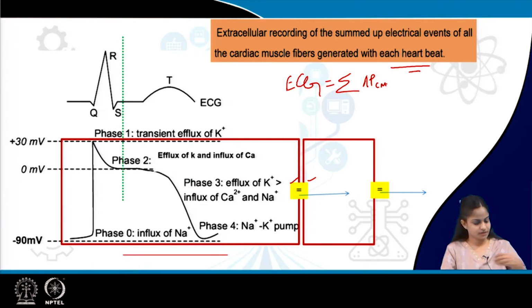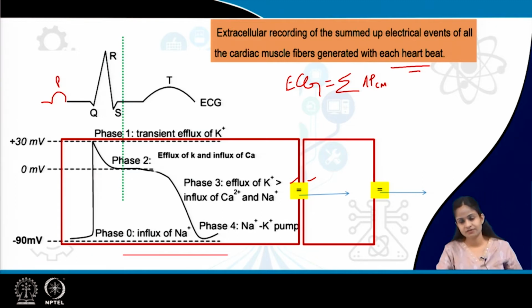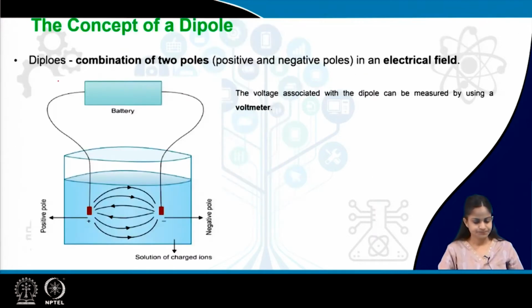So, this is the ECG with various waves. Mainly we have the P wave, which is not given over here, the QRS complex and the T wave. These are the 5 basic waves of ECG. Today we will see how these 5 basic waves are formed, and what the physiological basis of these waves is. Now, first we should understand what we mean by a dipole.